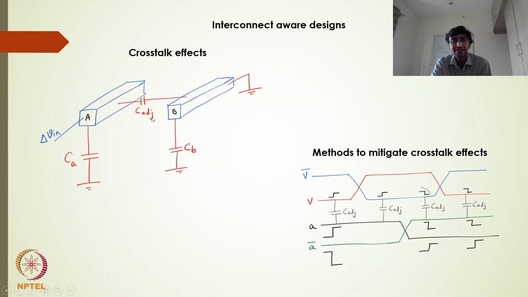Because of this close wiring, we will have a coupling effect, which comes from the capacitive effect, and how it affects the other wire, the neighboring wire. And then there are some methods to mitigate the crosstalk effects to some extent, and that is something we will also look into in this particular course.